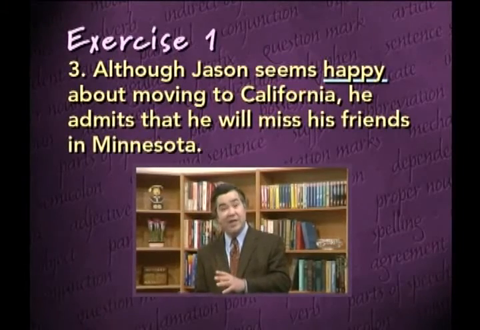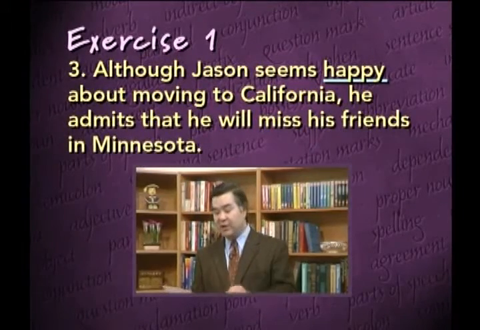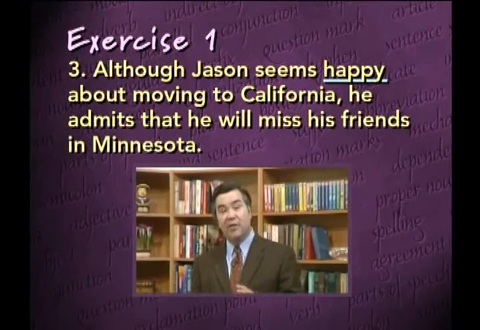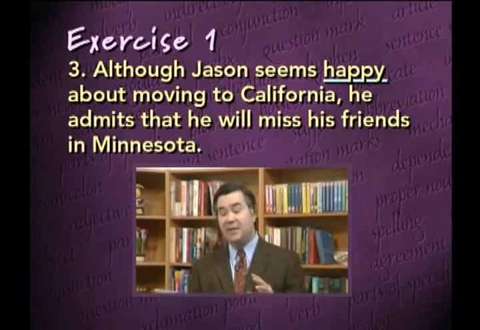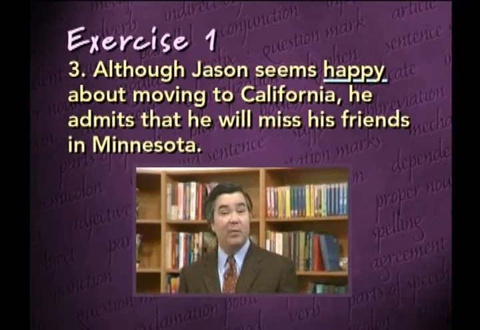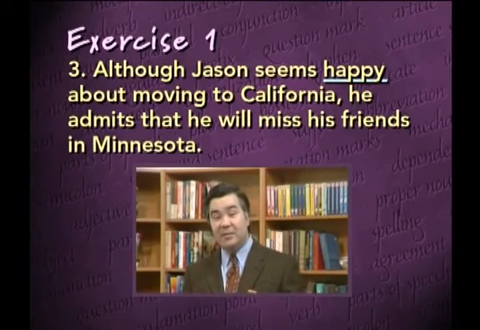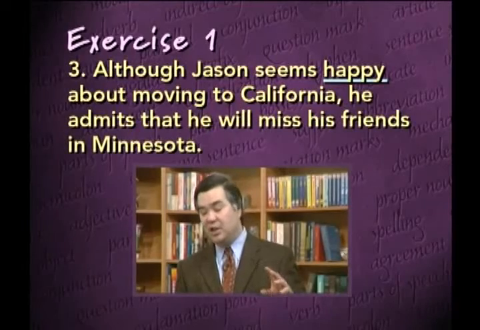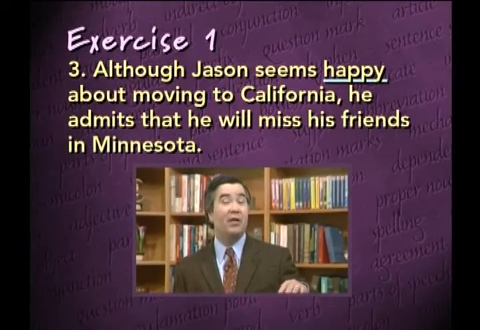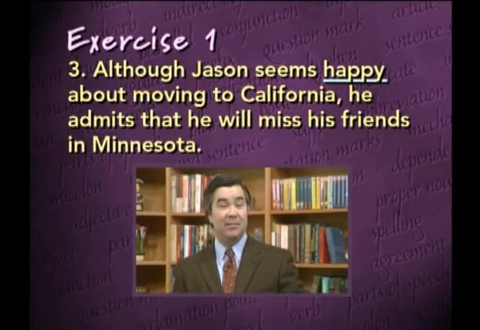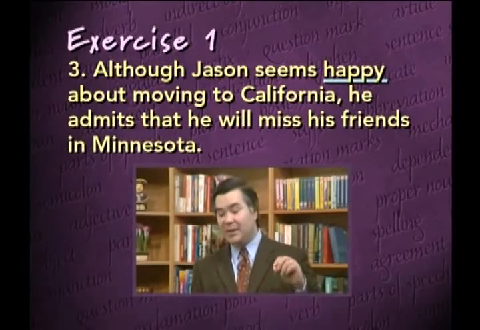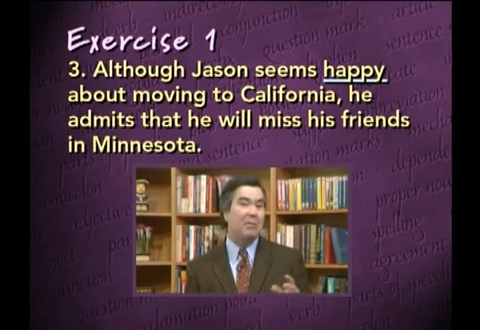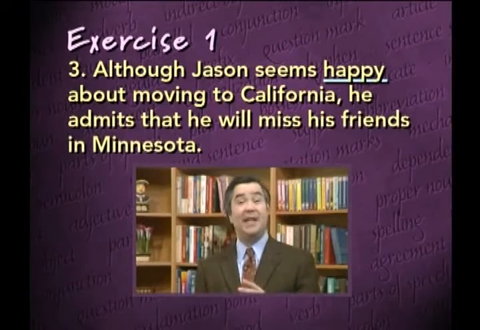Now, is an adjective or adverb correct in this particular sentence? What is being modified by the adjective happy? Well, let's look at the verb that's nearby. It says, although Jason seems happy about moving to California, the verb is seems. Now, is seems an action verb or a linking verb? Is it describing something that the subject Jason is doing, or rather something that the subject Jason is? Well, it's a linking verb. It's describing something that Jason is rather than something that Jason does. Jason seems happy means almost the same as Jason is happy.